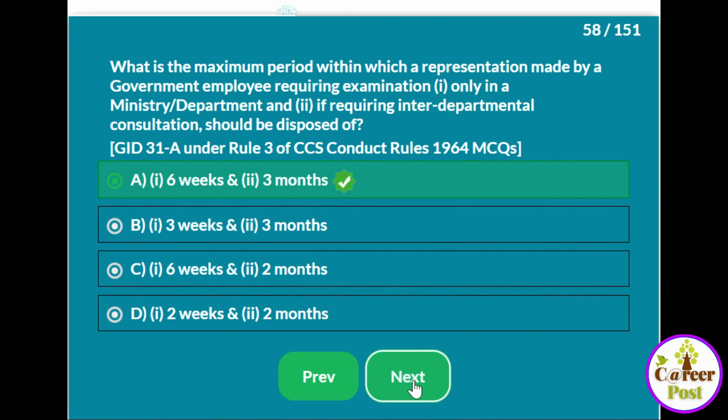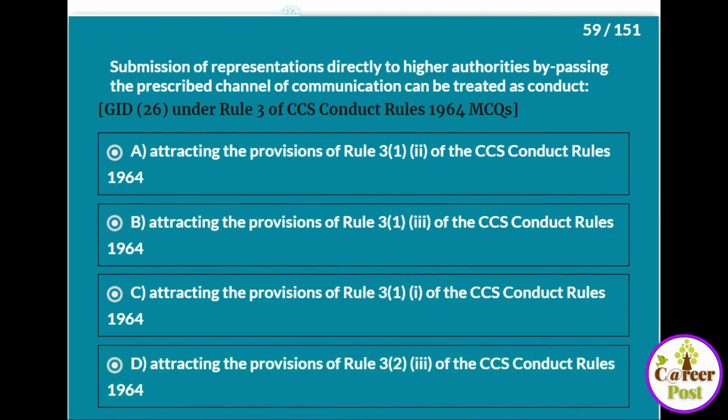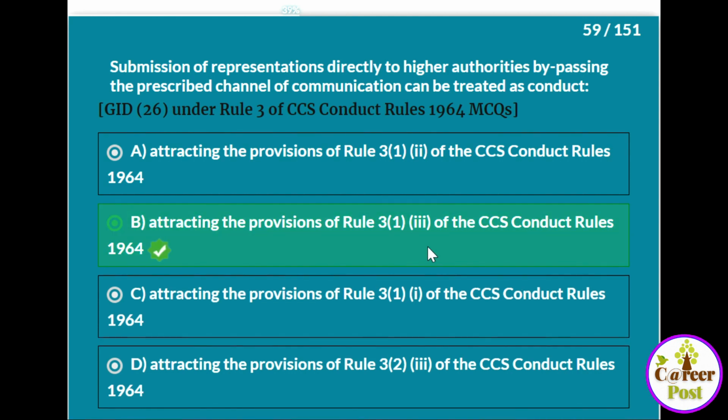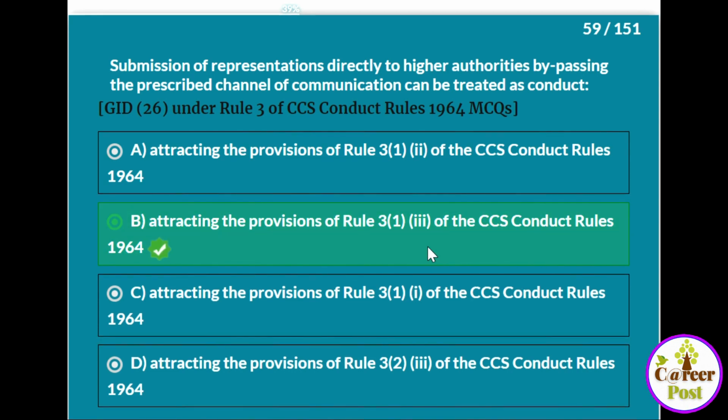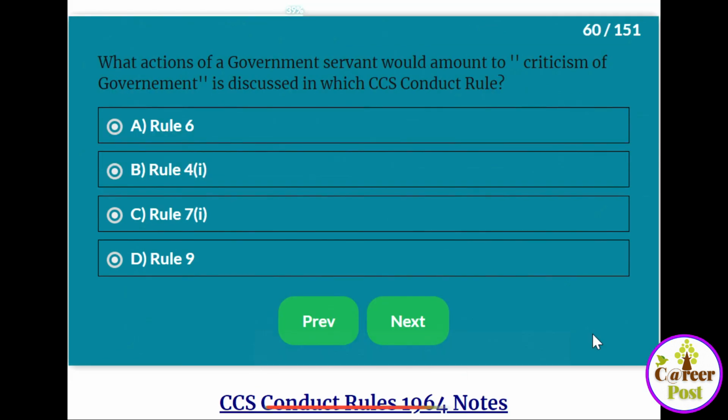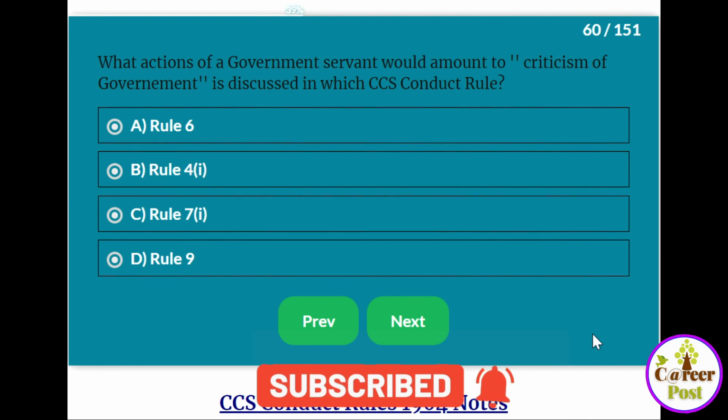It should be disposed. Submission of representation directly to the higher authorities bypassing the prescribed channel of communication can be treated as conduct attracting the Rule 3(1)(2) of CCS Conduct Rules, 3(1)(3), 3(1)(1), 3(2)(3). It is 3(1)(3). That is unbecoming of government servant. What actions of the government servant would amount to criticism of government is discussed in which CCS Conduct Rule?